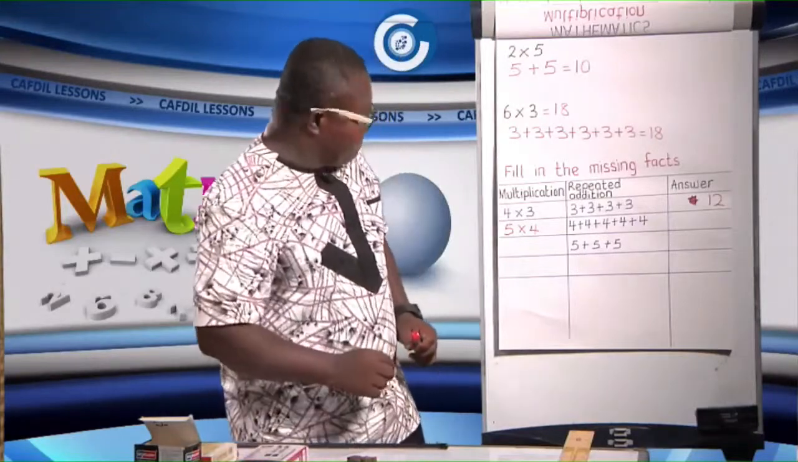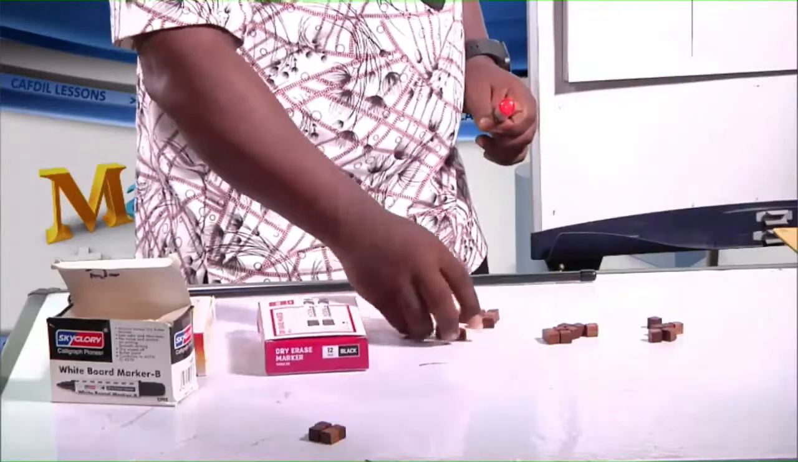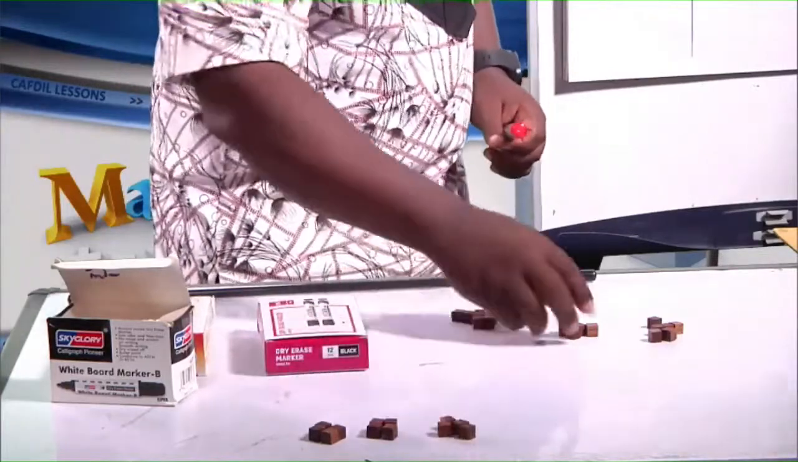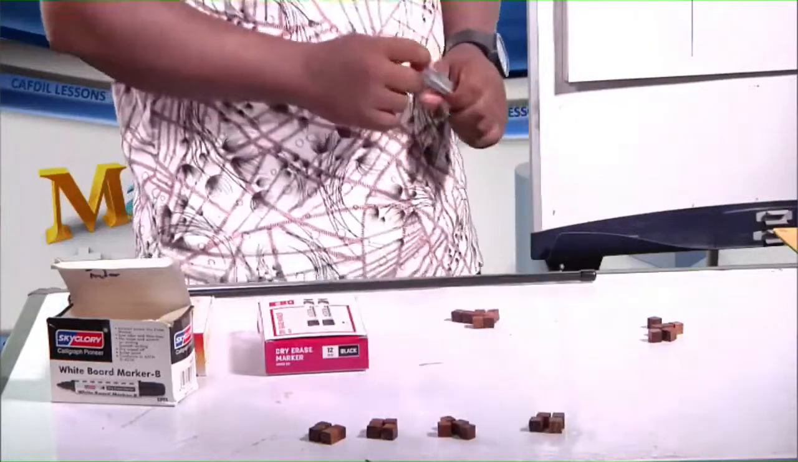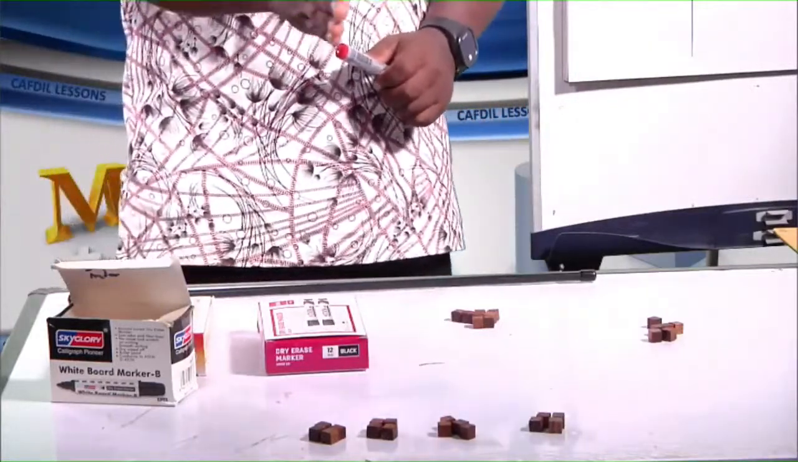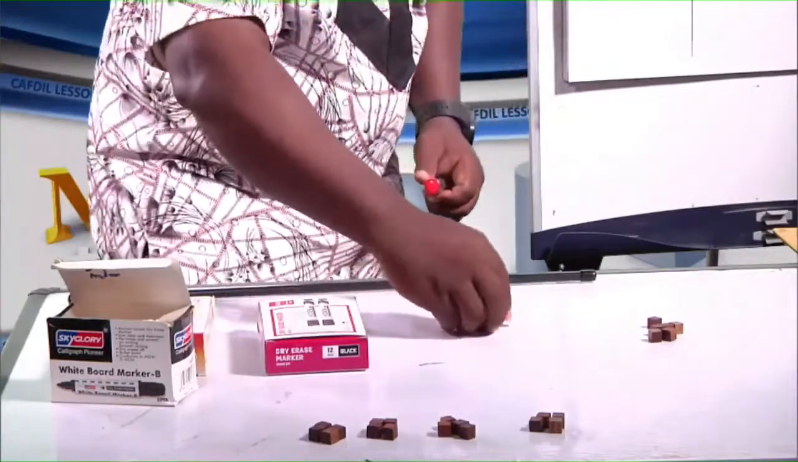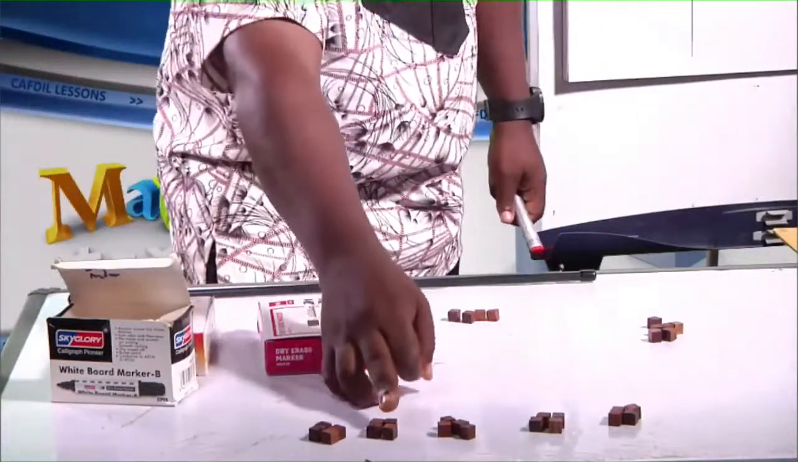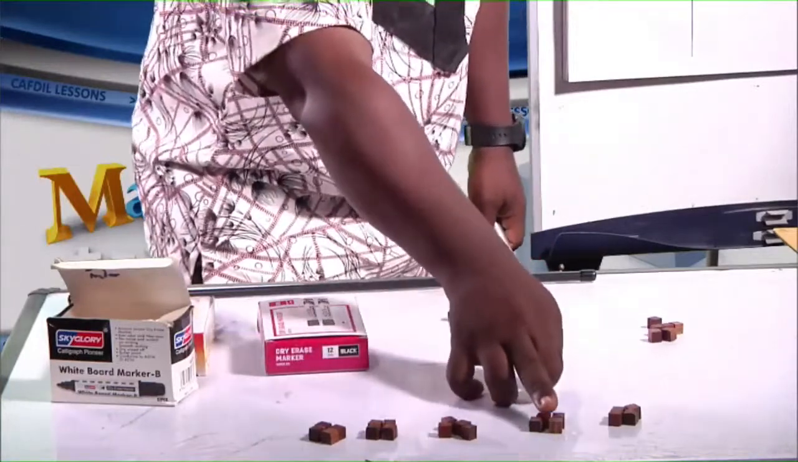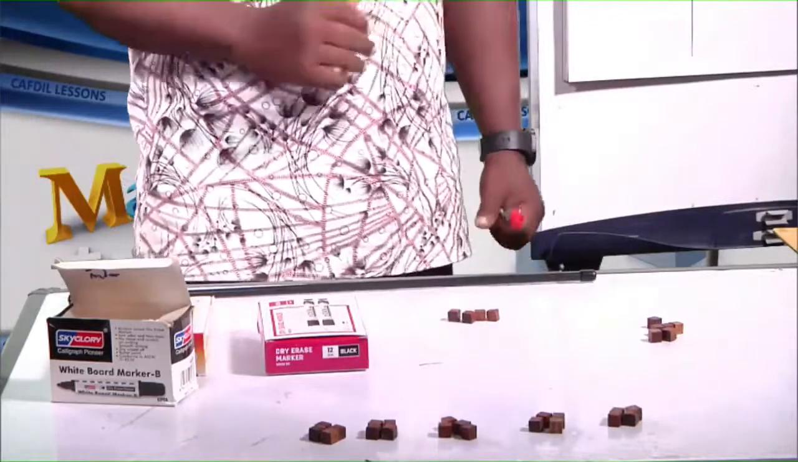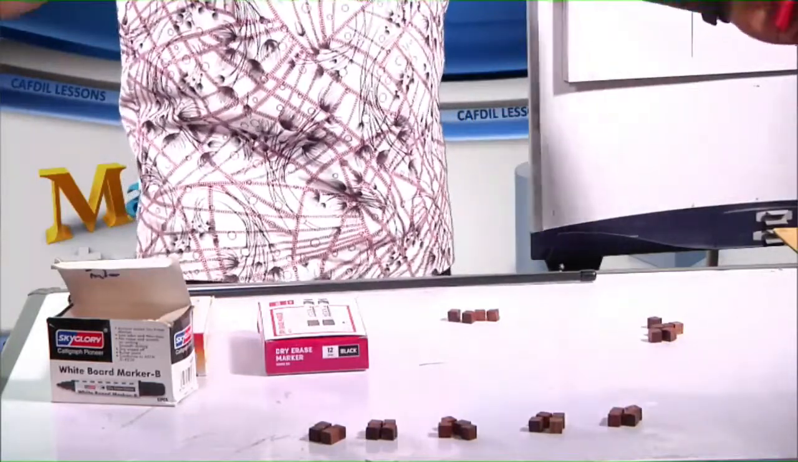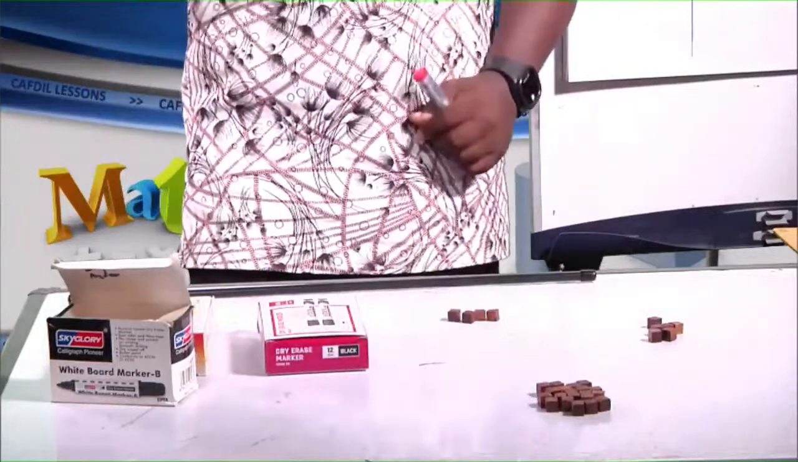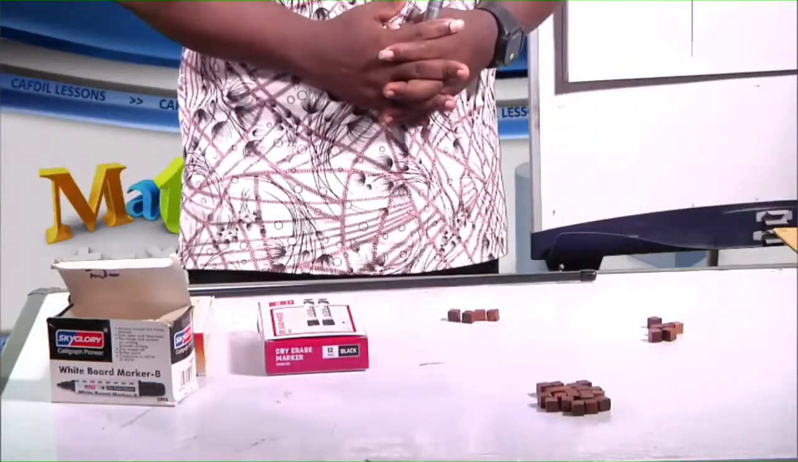So the first 4, the second 4, the third 4, and then the fifth 4. So 4 how many times? 4. So we have to add another 4 to make what? 5 times. So we have the first 4, the second 4, the third 4, the fourth 4, and then the fifth 4. So now we are saying it's repeated addition. So we have to bring them together. Let's bring them together. Okay. So we are going to count and then see the number of cubes there.